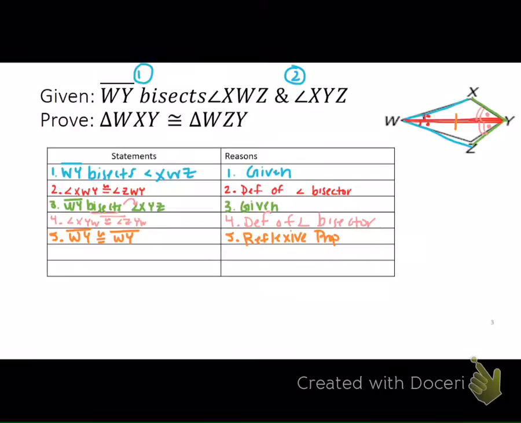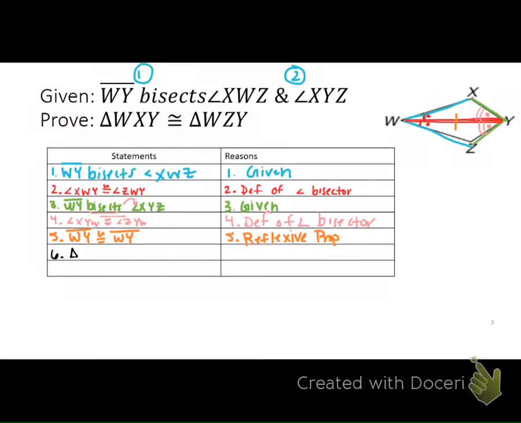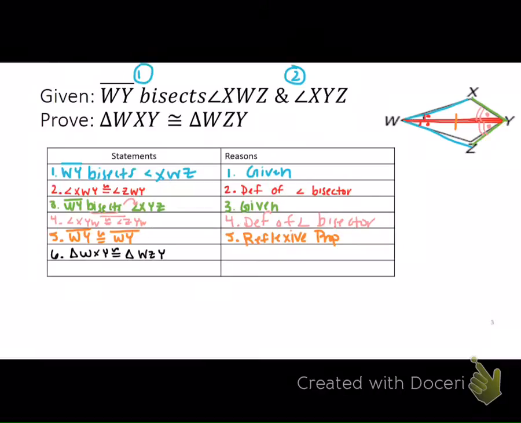Okay, Hunter. Do we have enough information to prove those two triangles are congruent? Okay, by what? What letters are these? So we have 2 angles. So it's either angle, angle, side, or angle, side, angle. Which one is it? The side is between the 2 angles, right? So it's angle, side, angle.